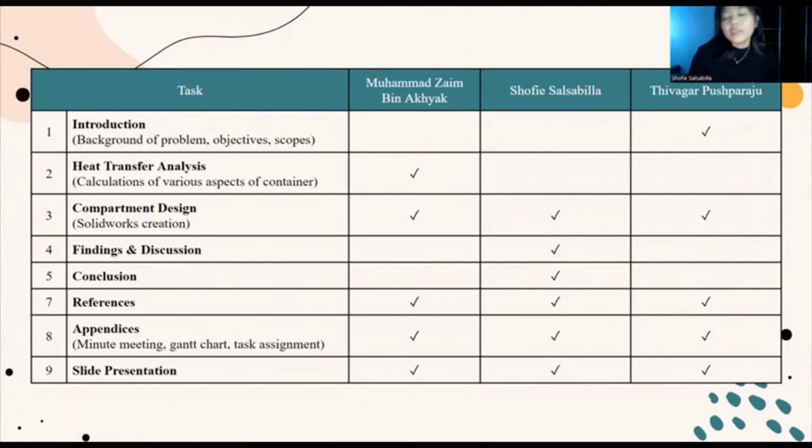So starting with introduction, it was mainly done by Devagar. Heat transfer analysis was done by Zaim. Findings, discussion, and conclusion was done by myself. But compartment design, references, appendices, and slide presentation were done by the three of us.